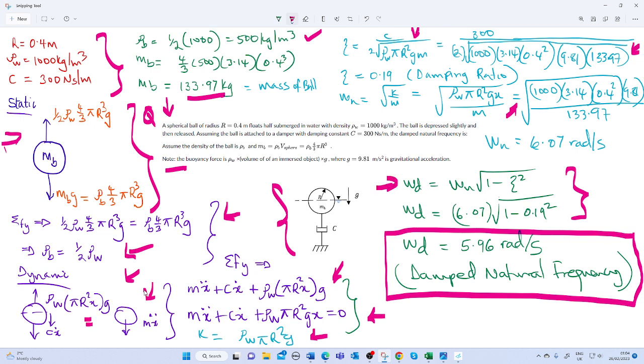we can find our damped natural frequency, which is what we have to find. So our WD, that is the damped natural frequency, equals Wn multiplied by the square root of 1 minus the damping ratio squared. That gives us WD equals 6.07 multiplied by the square root of 1 minus 0.19 squared. That gives us WD equals 5.96 radian per second, which is our damped natural frequency of the spherical ball submerged in the water.